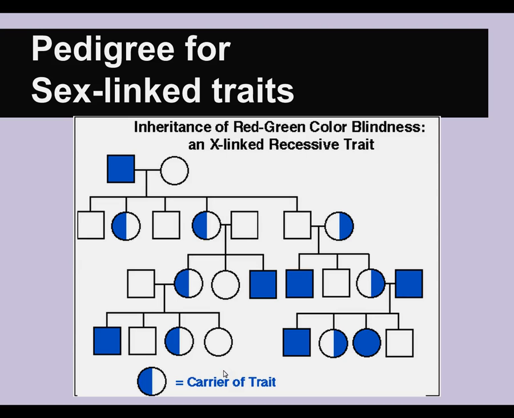Another example of a trait that is recessive and X-linked is red-green color blindness. Throughout your lifetime, you will meet more males who are red-green colorblind than females. So in this case, you have a father, because remember, all of the boxes are boys and the circles are girls. The father is red-green colorblind. So the X chromosome that he donates to all of his daughters will have the recessive trait. So all of his daughters will be a carrier for red-green colorblindness.